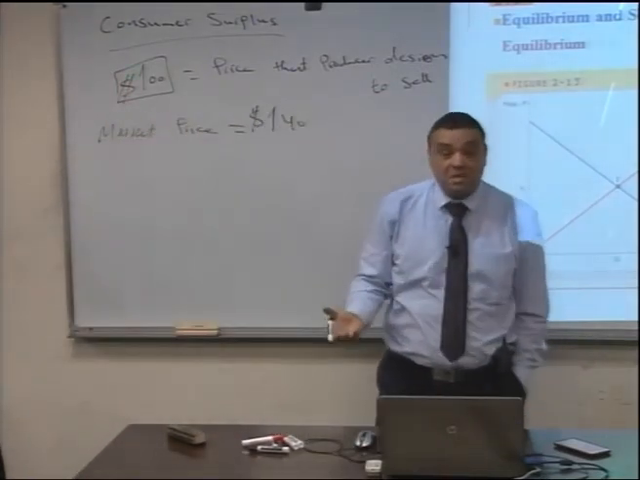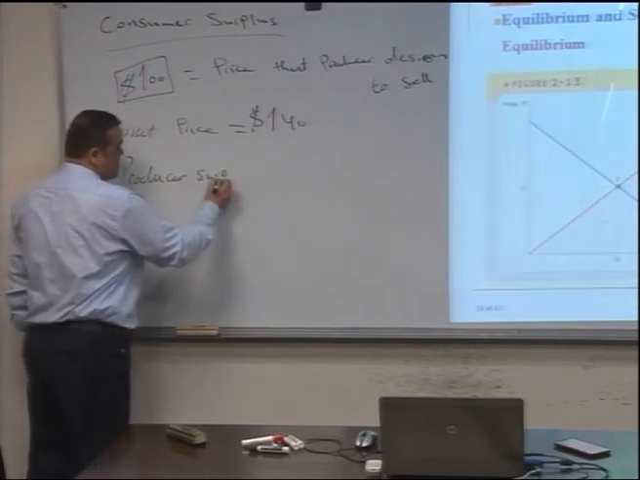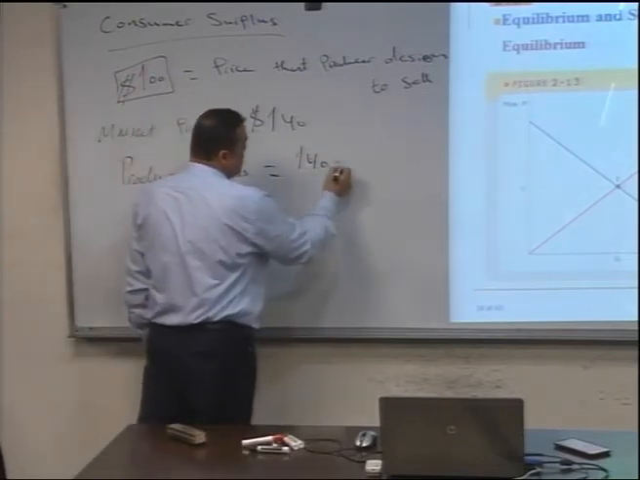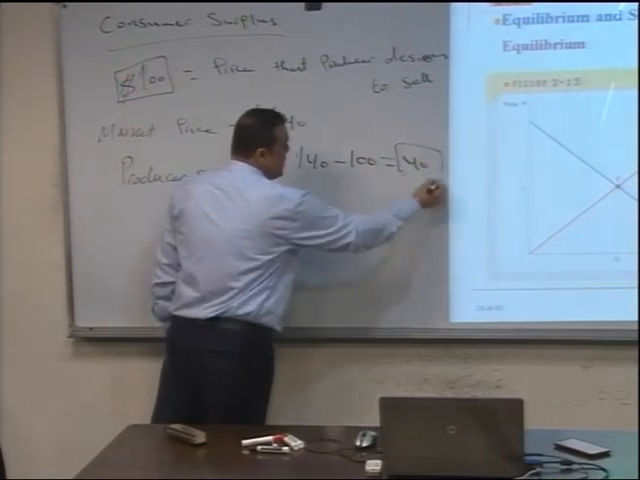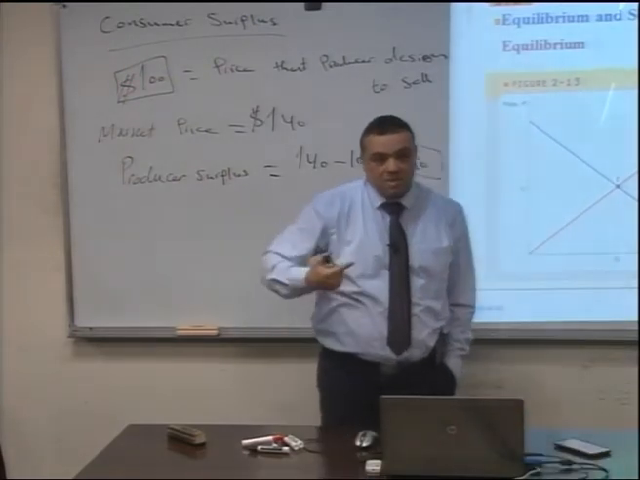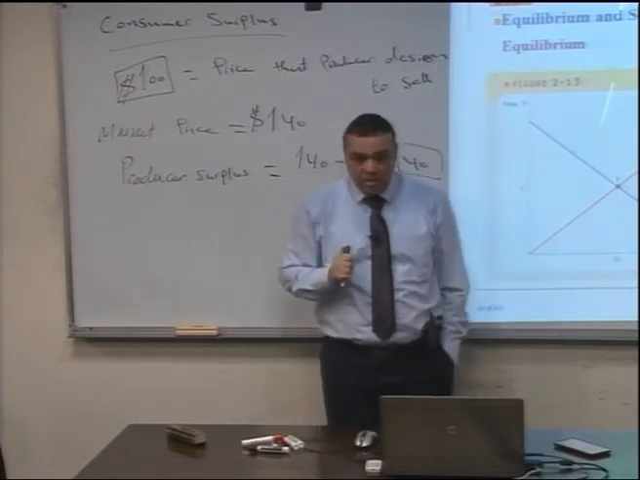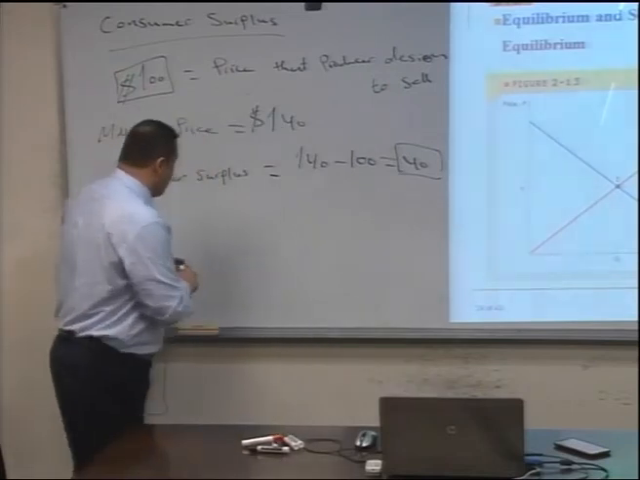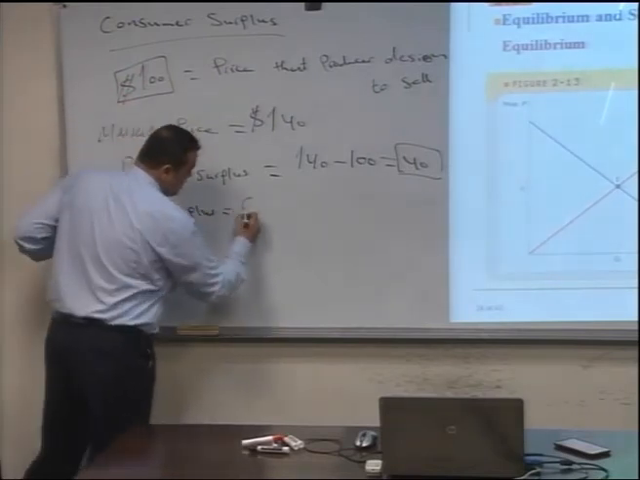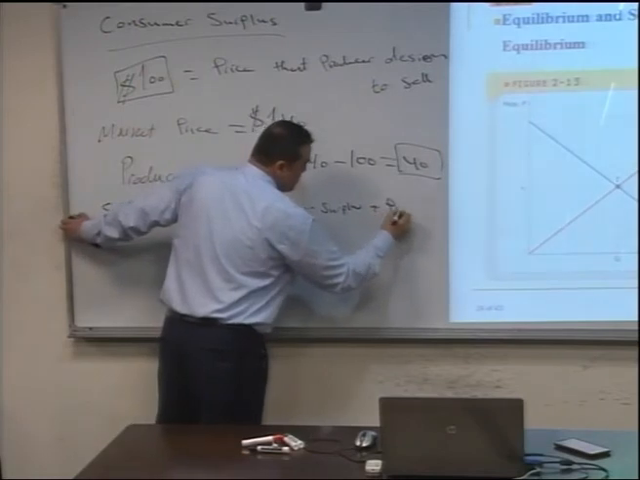There's a gain here. There's a surplus. This surplus is called the producer surplus. The producer surplus here equals 140 minus 100 equals 40 when he sells one unit. What about selling two units, four units? The producer surplus will increase, and this can be calculated for the community as a whole. So, the social surplus is the consumer surplus plus the producer surplus.